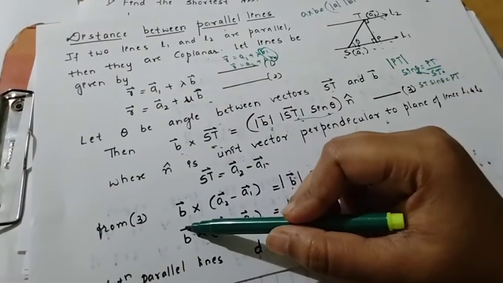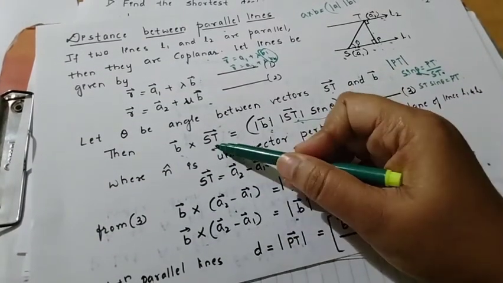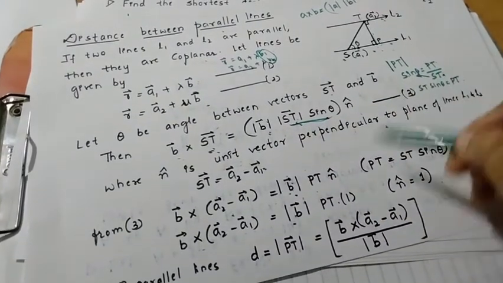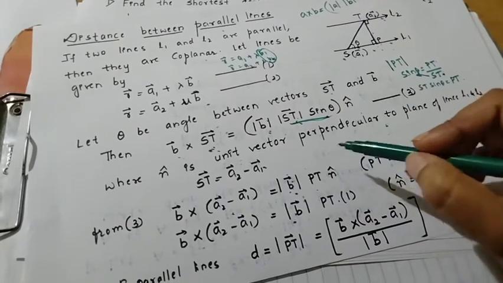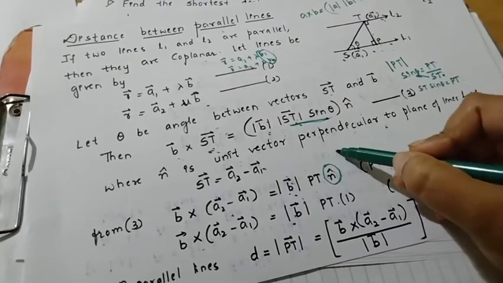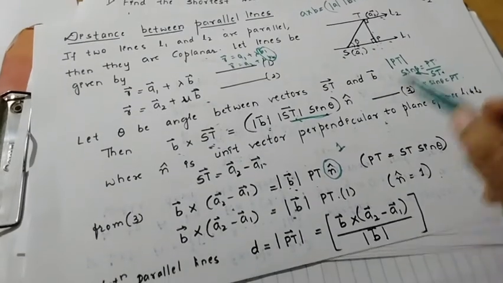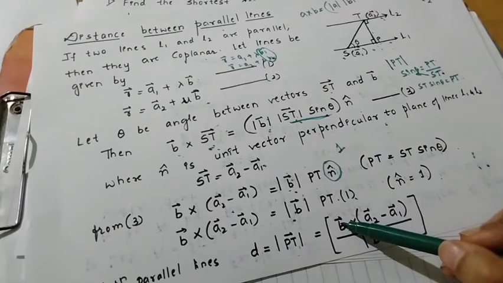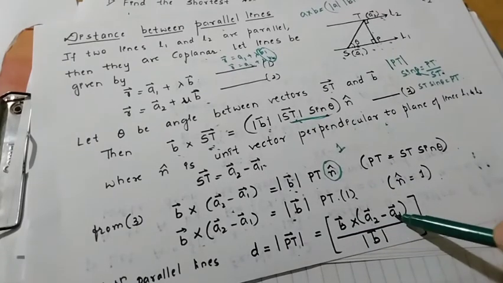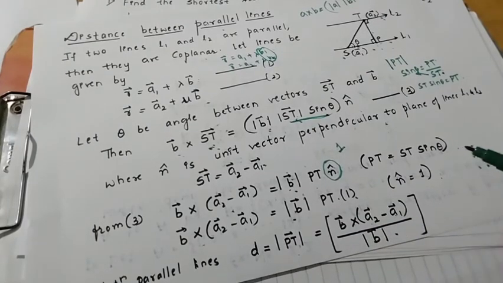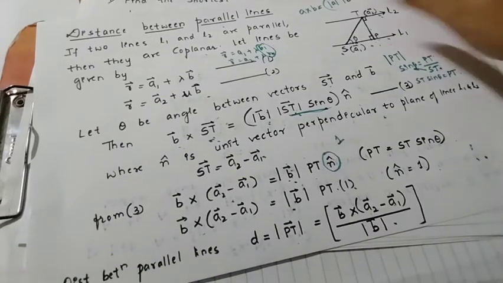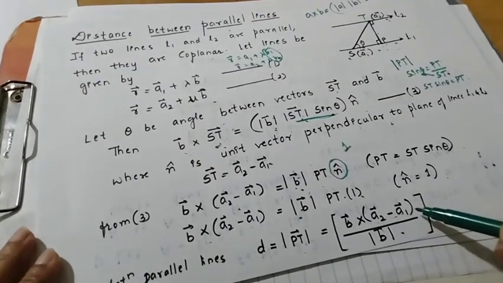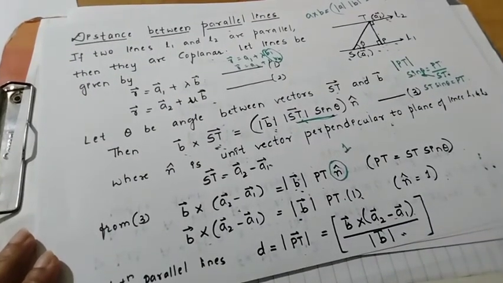So b cross ST, which is a2 minus a1, equals magnitude of b as it is, times ST sin theta, which is PT, and n cap. You know n cap is a unit vector, and its value is 1, so write 1. Therefore you get the distance equal to b cross (a2 minus a1) divided by magnitude of b. So the formula for the distance between two parallel lines is b cross (a2 minus a1) divided by modulus of b.